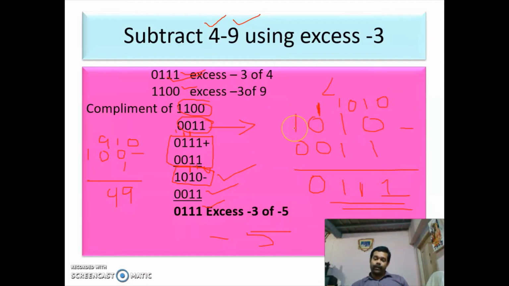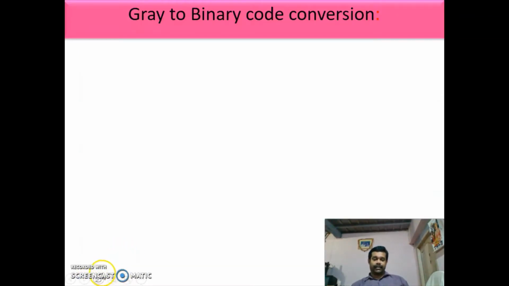So we are borrowing 1 from here. So now it will become 10. 10 minus 1 is 1. Now here it is 1. Why? Because similar to here, there 10, here 9. Actually 10 means 2. So here we will be having 1. So the difference what you are getting is 0, 1, 1. So this is the excess 3 of minus 5. So this is binary subtraction.